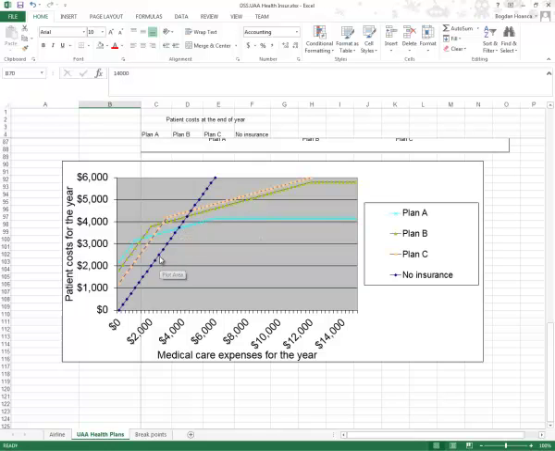In question 9, these curves are going to be a little bit different, but you're still looking for the bottommost curve here, the one that has the lowest patient costs, and where that curve, the plan curve, intersects this blue curve, which is always going to be the same out of pocket. Every $100 in charges, medical care expenses, will be $100 out of the patient's pocket at the end of the year.